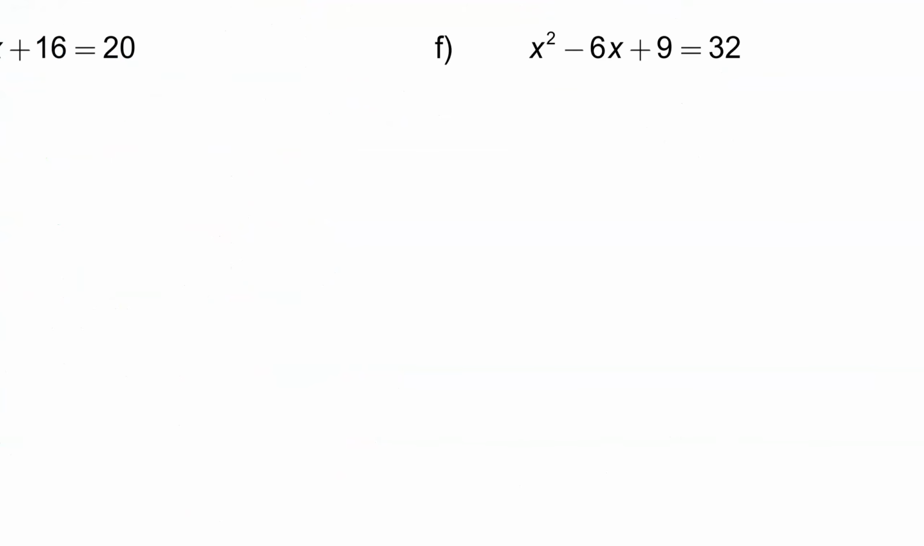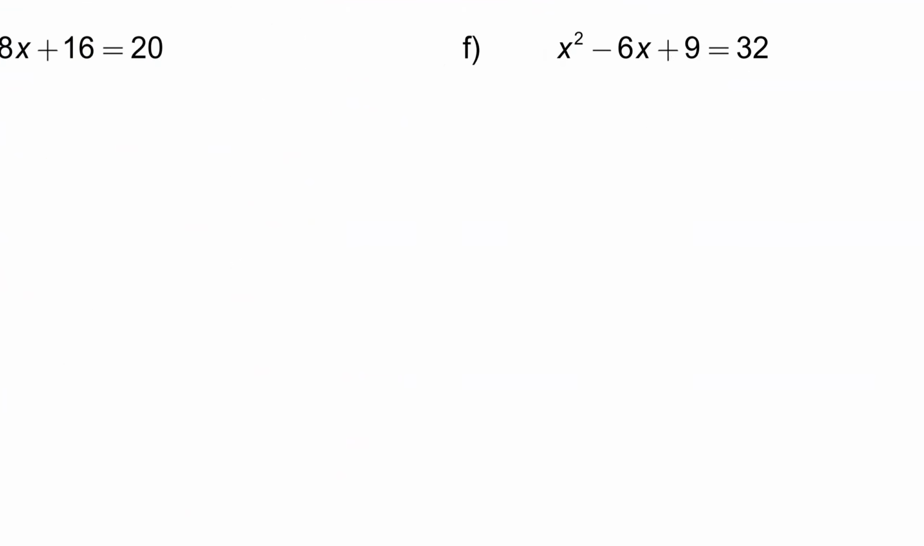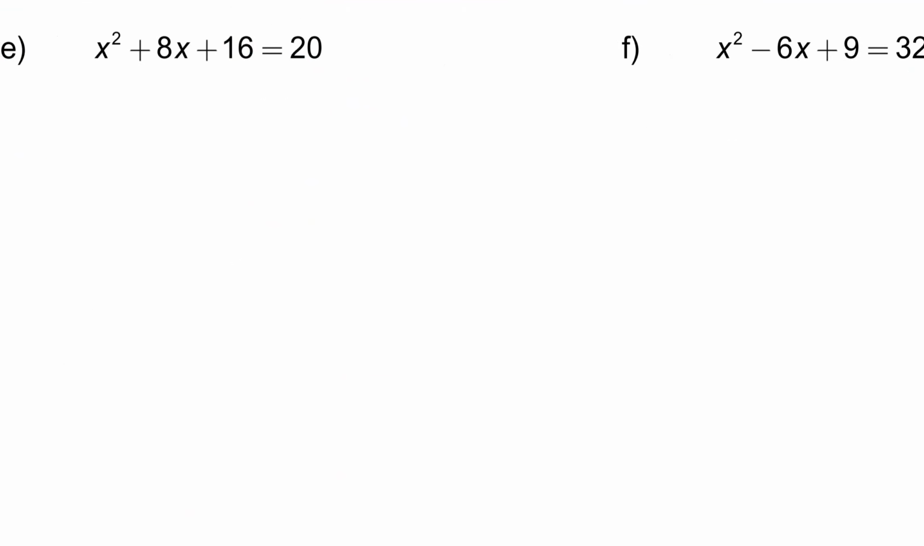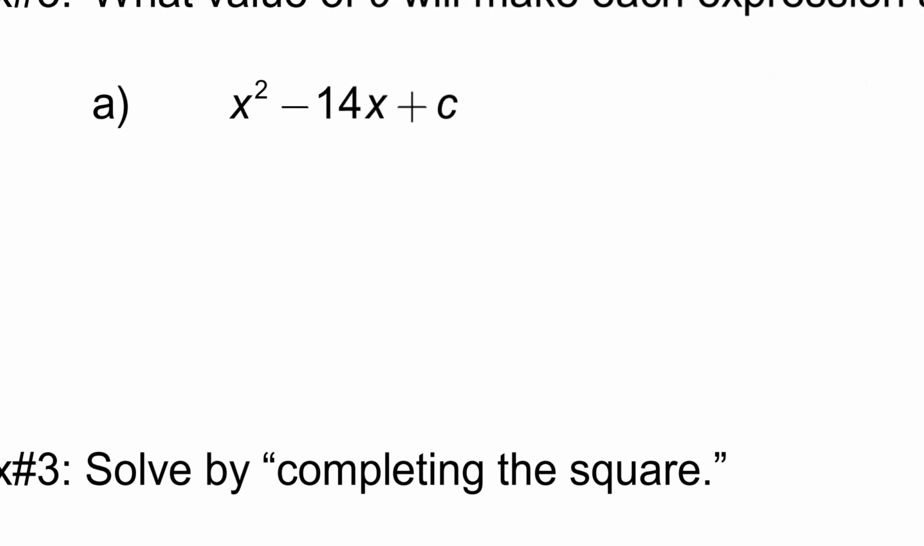Okay, we can come back and do D, E, and F, but I want to go to the next page. How do you actually complete the square? What does this look like? So, example 3. What value of C will make each expression a perfect square trinomial? So what should C be? Think about how we solve this.